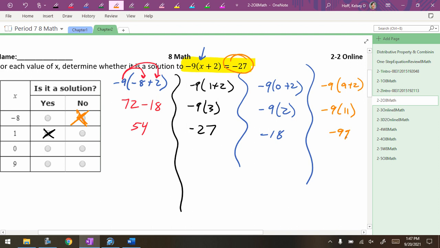When I plugged in 0, I got -18. So yes or no a solution? Nope. And when I plugged in 9, I got -99. Yes or no a solution? No a solution. Okay. Good job.